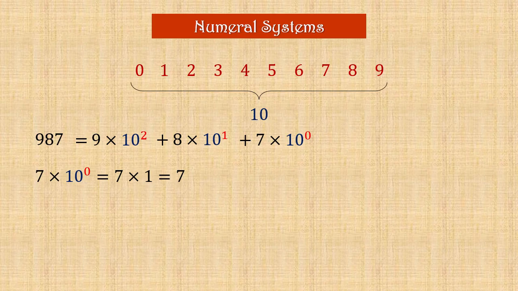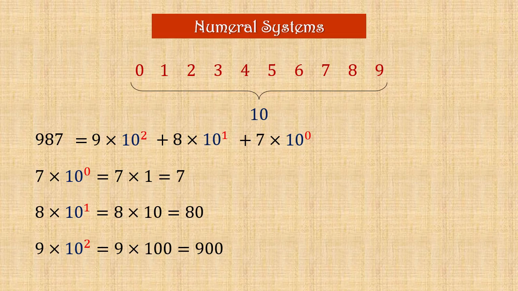So we have 7. As for the digit 8, which comes in the second position from the right, it is multiplied by the first power of 10, which equals 10. So we have 8 multiplied by 10, which equals 80. And finally, the digit 9, which comes in the third position from the right, is multiplied by the second power of 10, which equals 100. So we have 9 multiplied by 100, which equals 900. Therefore, we have the sum 900 plus 80 plus 7, which equals 987.